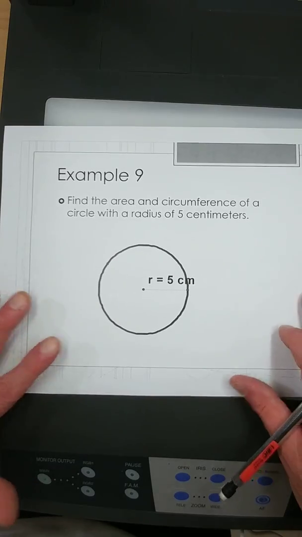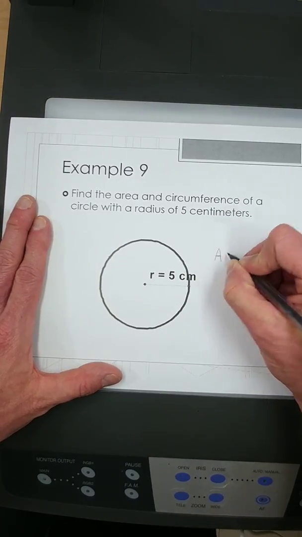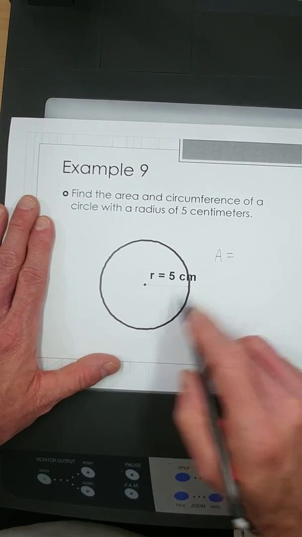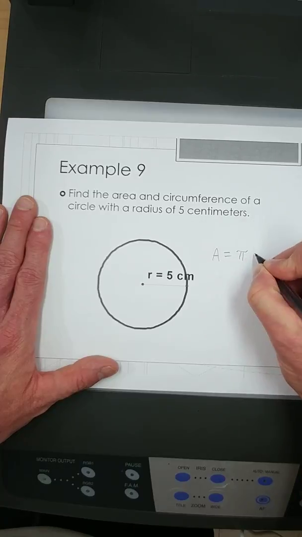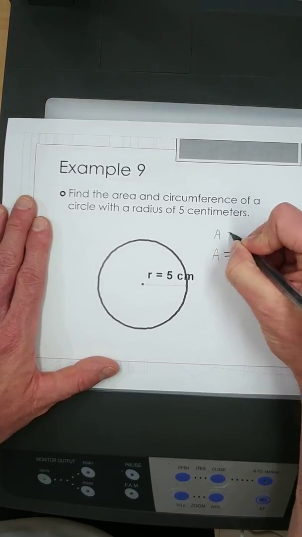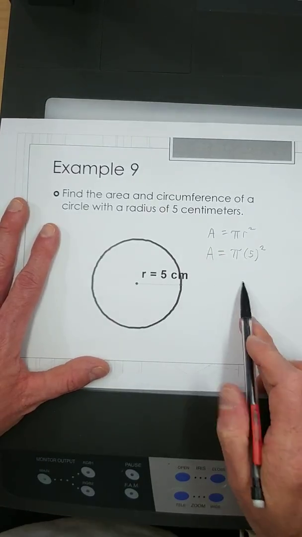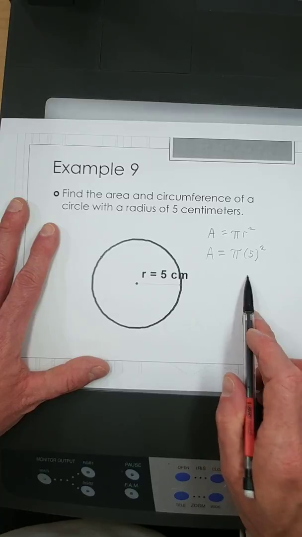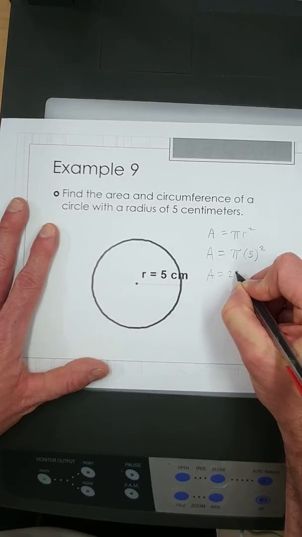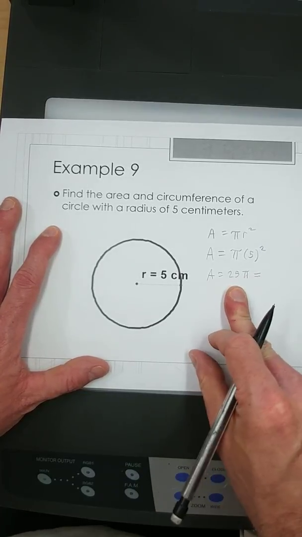Example 9 is working with a circle, and we have to find the area and circumference of the circle, which has, as you can see, a radius of 5 centimeters. Well, recall that the area of a circle is pi r squared, and I've already plugged the number in, so the area is pi times 5 squared, which is going to give you 25 times pi. Sometimes that's fine to leave it that way.